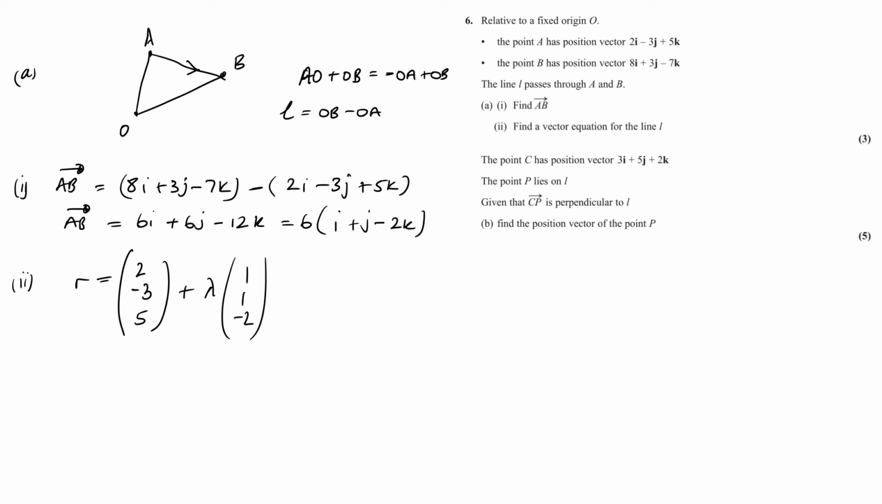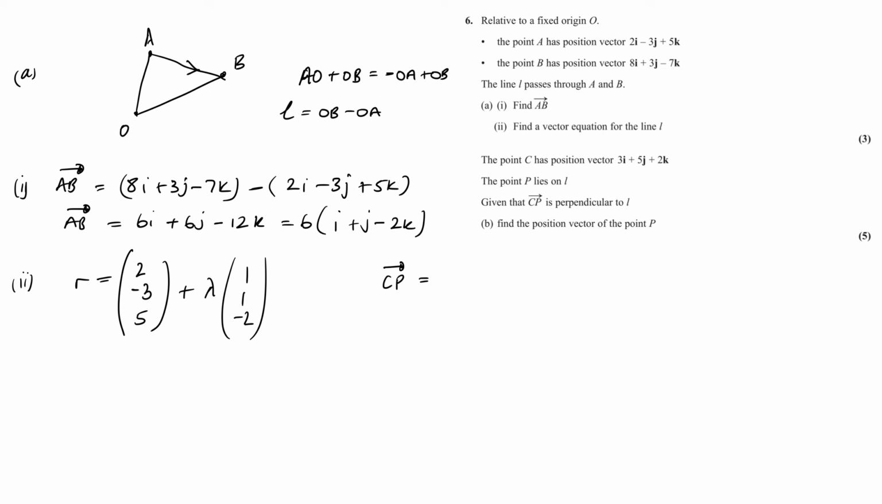Okay. Now for part B, we've got P is on our line, our original line here, and C is just another point which is given to me here. So what I want to do is I want to find CP first of all. So that's what my start is going to be. So I know what C is. It is 3, 5, 2.